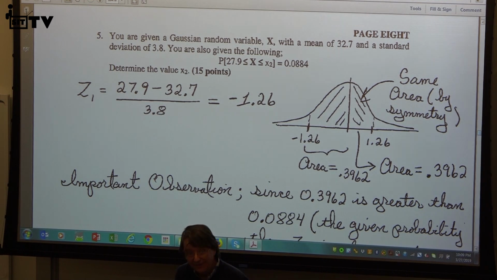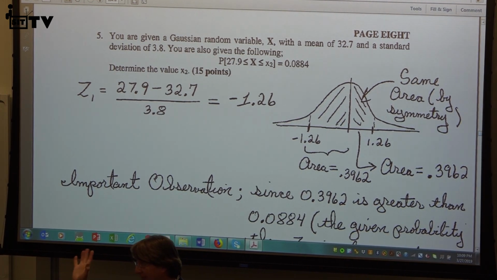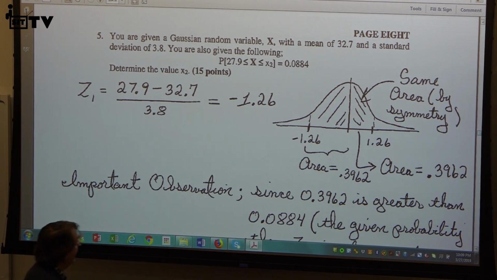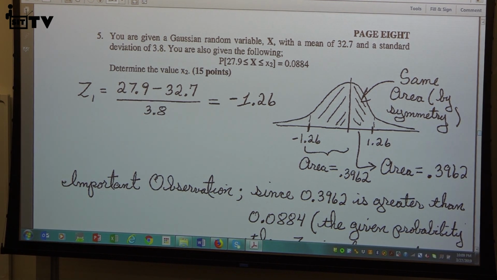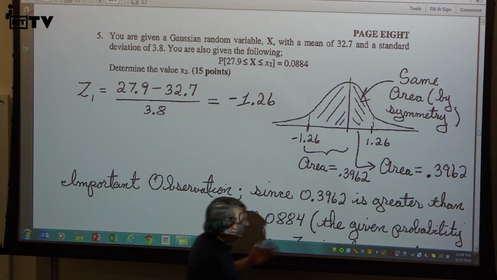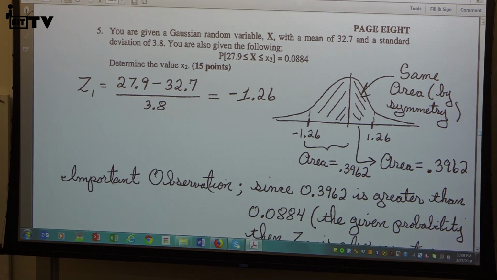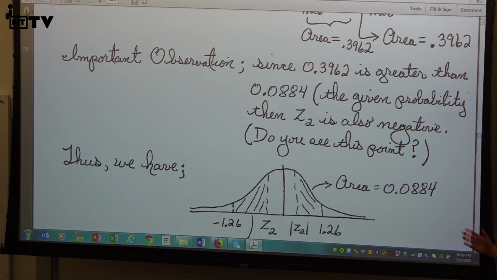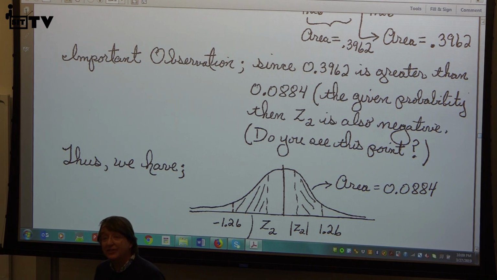z2 is negative, to be precise. z2 is negative. I misspoke, x2 is not negative, z2 is negative. So z2 is also negative. Now, let me ask you the question I wrote. Do you see what I said? Does it make sense?